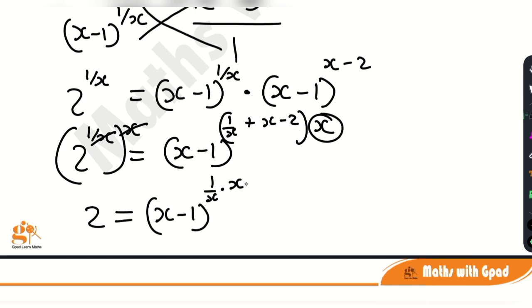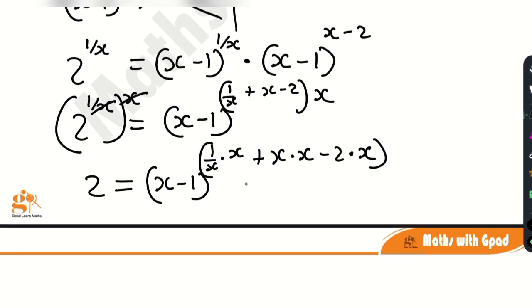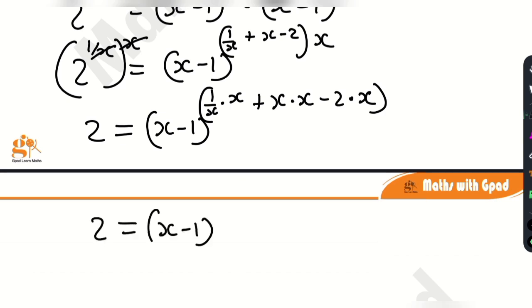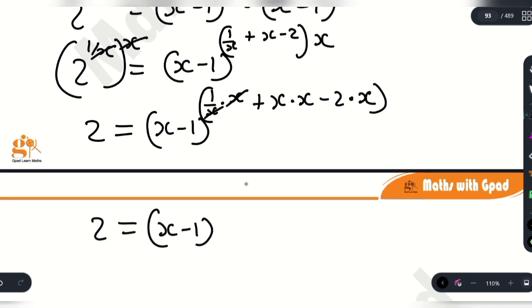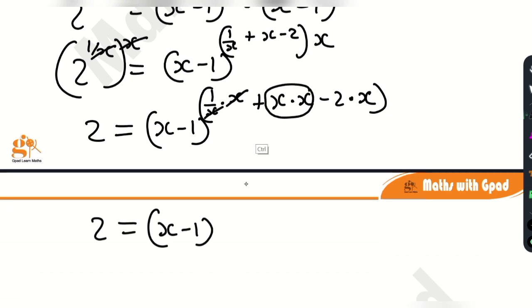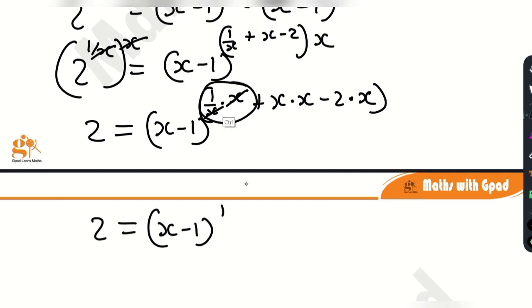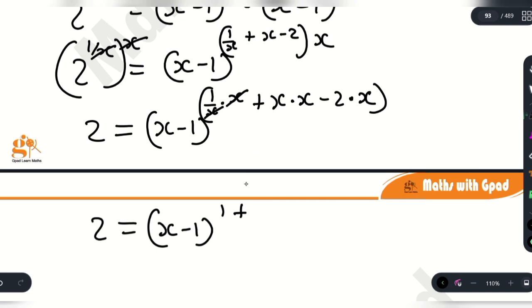So it's going to be what? Plus x times x, and then minus 2 times x. I just use this x to multiply every single term in the bracket. So let's keep going. This is going to be what? 2 is equal to x minus 1 raised to the power of what? x will cancel x. So I have x times x, which is what? x squared. So I have 1, because if x cancels x here, it's going to be 1. So 1 plus x times x is what? x squared.